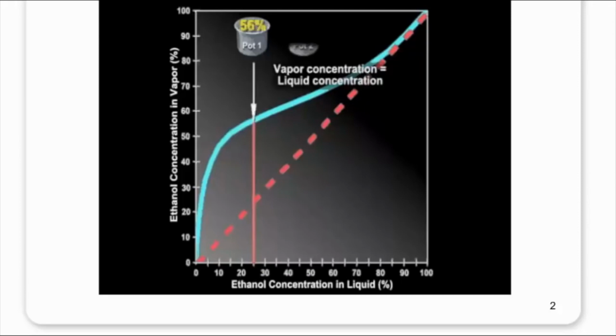What is the concentration of ethanol in the vapor in the second pot? We can find this easily on the equilibrium curve by using the 45-degree line. Remember that the 45-degree line is nothing more than the points where the vapor and liquid concentrations are the same. If we draw a horizontal line from the equilibrium curve to the 45-degree line, this point now represents the liquid mixture in the second pot.